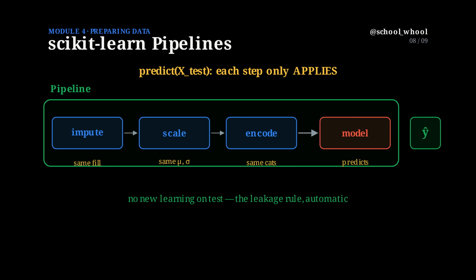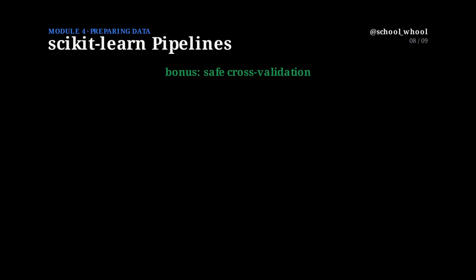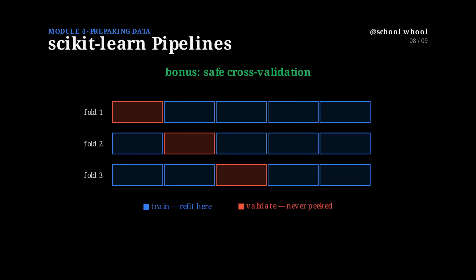This is why pipelines matter so much. Because the fitting is locked inside the pipeline, leakage becomes almost impossible. It's especially powerful with cross-validation. Each fold refits the transforms on just that fold's training rows. Never peeking at the held-out part. Doing that correctly by hand is a nightmare. The pipeline does it for free.